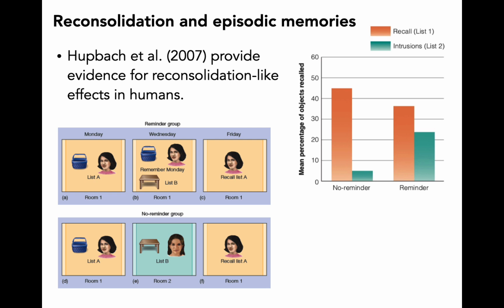So the way the study worked is that there were two groups of participants. And on a Monday, so on the first learning day, participants were shown 20 objects. And the objects were actually placed into a basket. And their task was to memorize the objects as they were put into the basket. They came back into the lab on the Wednesday, and this is where the two groups diverge.